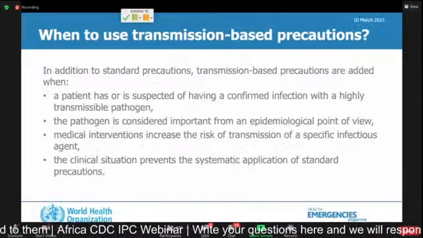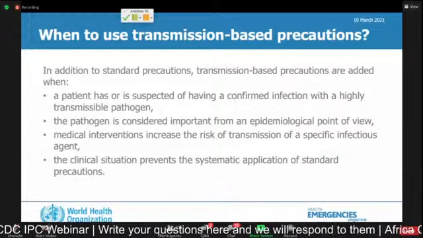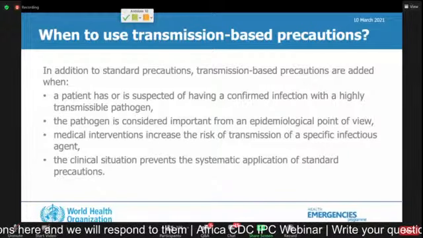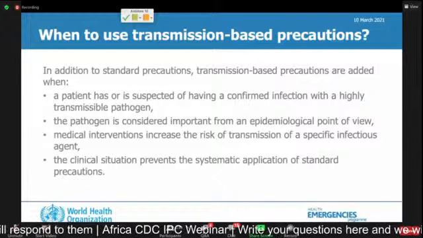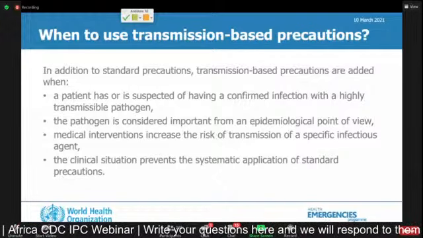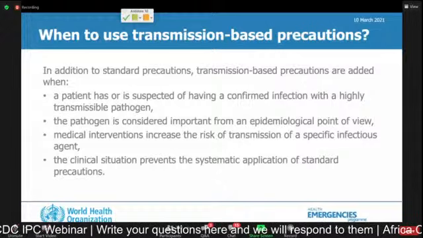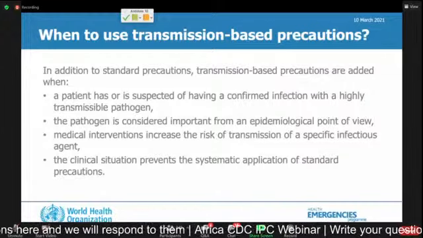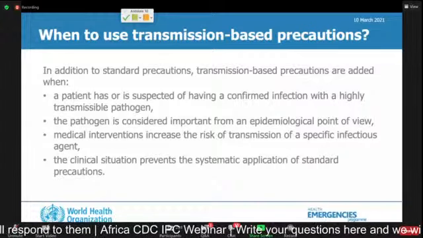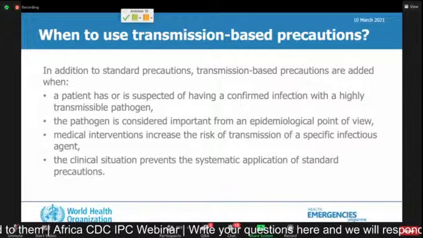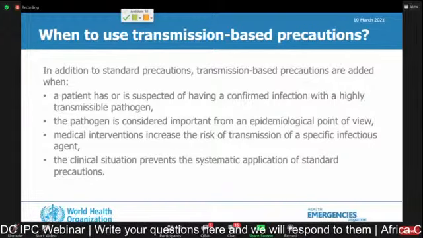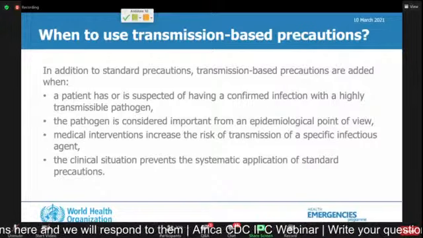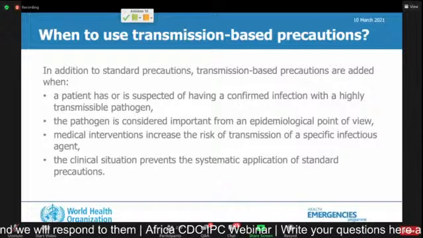When do we use transmission-based precautions? We use them in addition to standard precautions. So these transmission-based precautions include standard precautions. We need to know standard precautions first before applying the transmission-based precautions. And we apply them when a patient is, or is suspected of having, an infection with a highly transmissible pathogen. The pathogen is considered important from an epidemiological point of view, like SARS-CoV-2, Ebola virus, and all the multi-drug resistant bacteria.